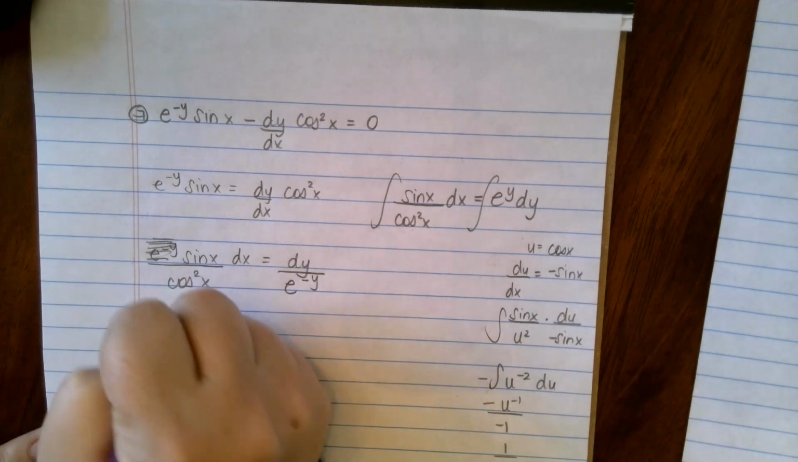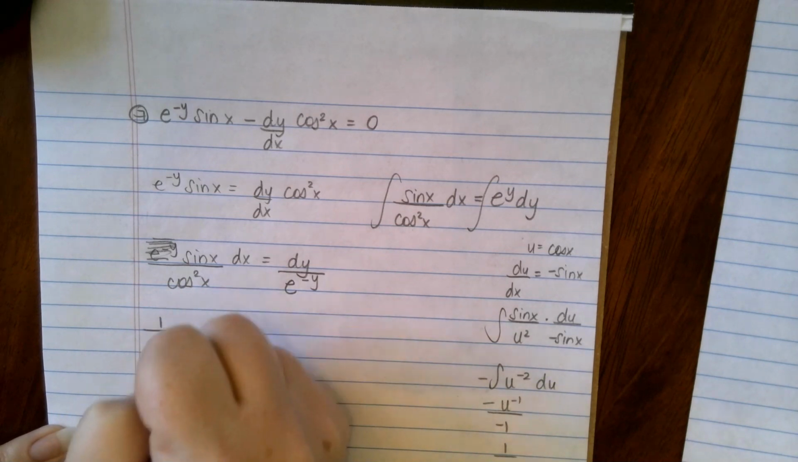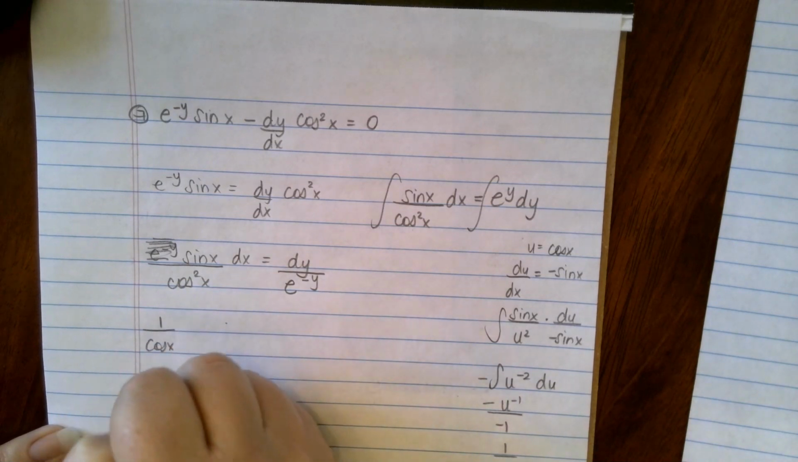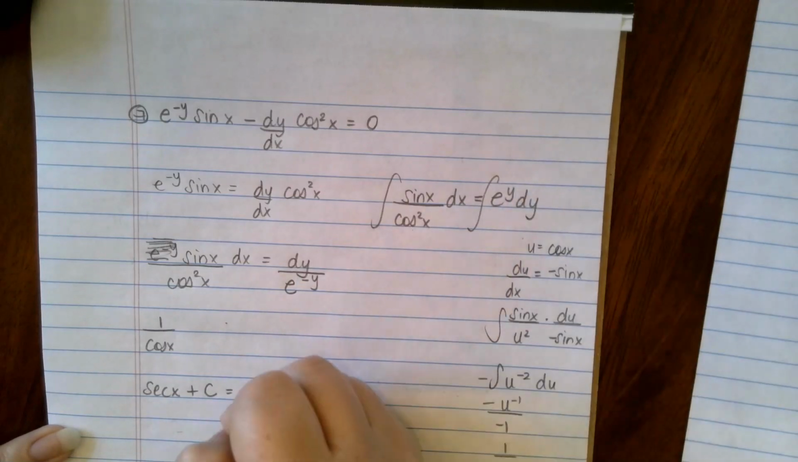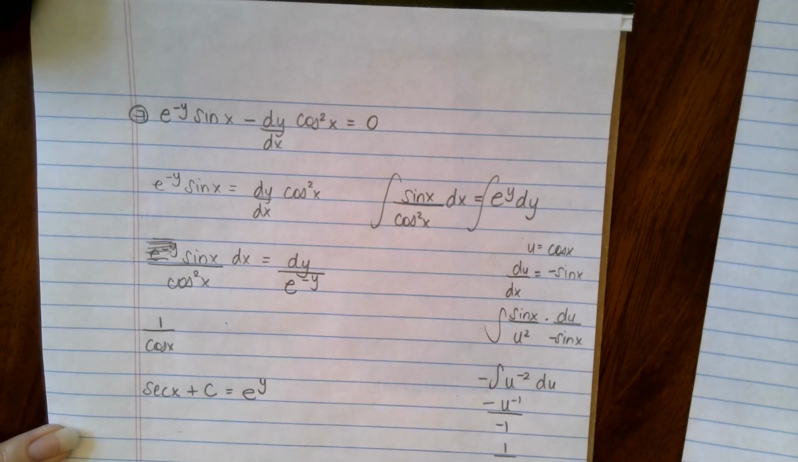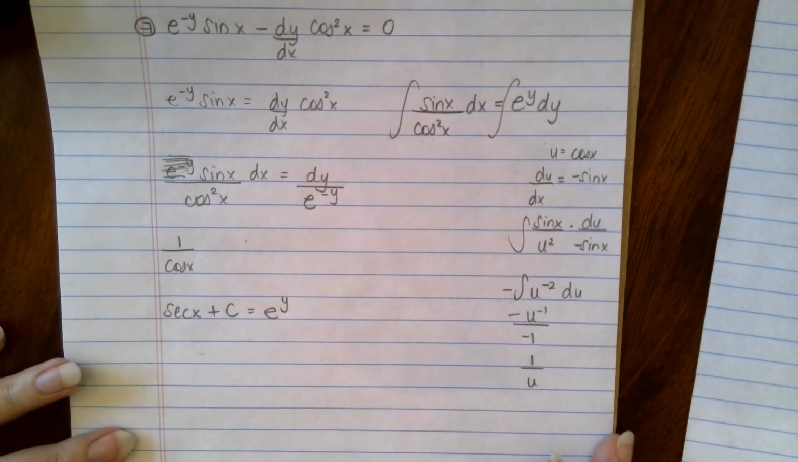So 1 over cosine x is going to be a secant. So I might just write secant x plus c is equal to the integration of e to the y is e to the y. Oops. Sorry, I was just going on down.